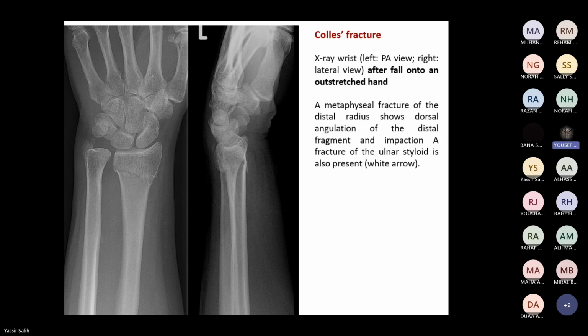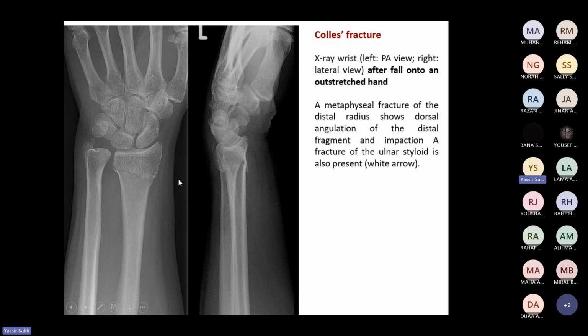There is a step in the cortex of the distal radius. There is a lucent line. And what else? There is also some alteration of the normal pattern. I agree, there is a lucent line and a step in the cortex, in which bone? In the distal radius.